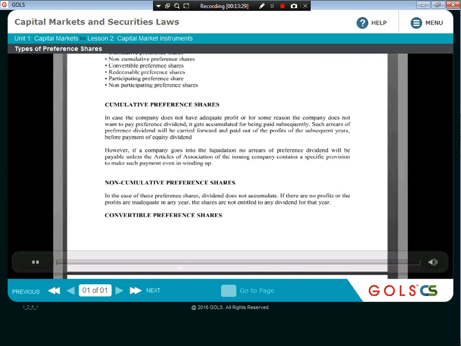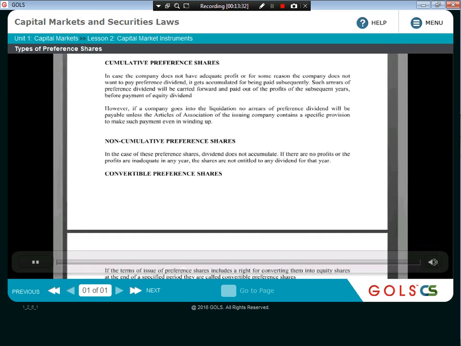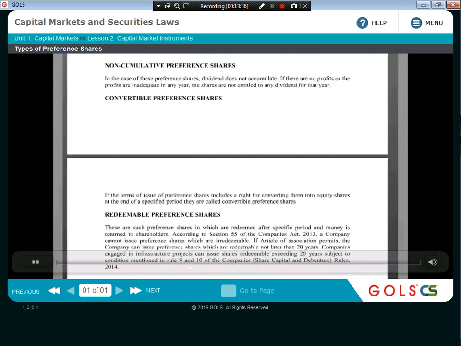Next is convertible. Again, the word is self-explanatory. At the end of a particular period, they are convertible into equity shares of the company. So in that respect, they are called hybrid instruments. You remember that first table, pure, hybrid and derivative. So convertible preference shares will constitute a hybrid instrument. So you get the best of both. For some amount of time, it's like a debt. For the remaining tenure, it will be equity.